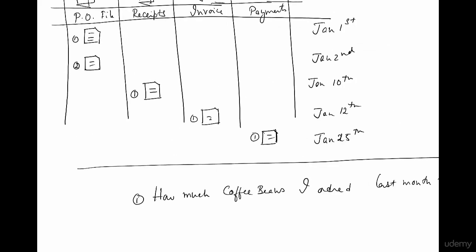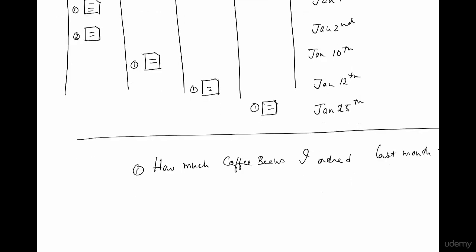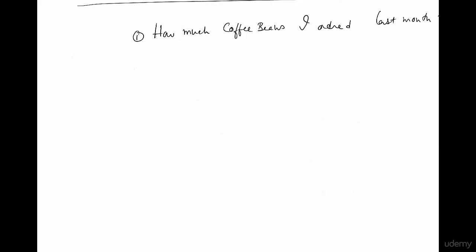Yes. All I have to do is go to this file, pick up all the purchase orders that I've sent to the vendor, created in the last month, sum it up, and look for the coffee bean items, add them together, right? Another question. How much outstanding payment do I need to provide to the vendor as of today?